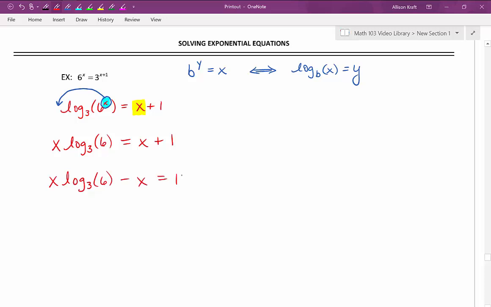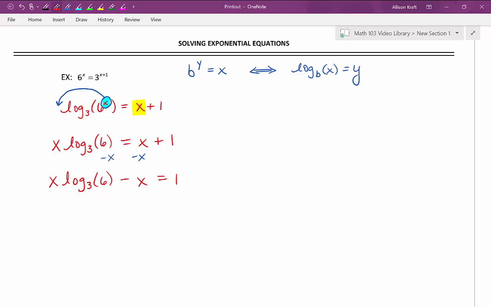A common mistake that I see is when people subtract x from both sides, they think that these two x's here cancel out, and that is not the case. That x is attached to log base 3 of 6. So when you subtract the x from both sides, it's not a like term with that x times log base 3 of 6, so that's why it just has to be tacked on to the end.